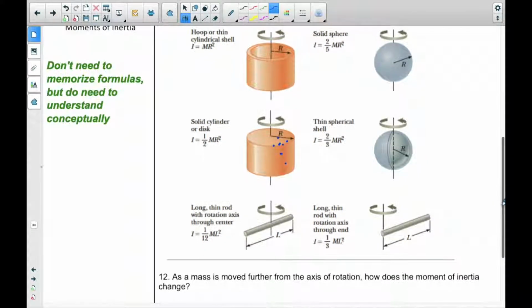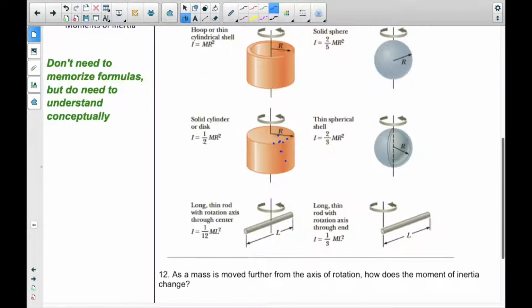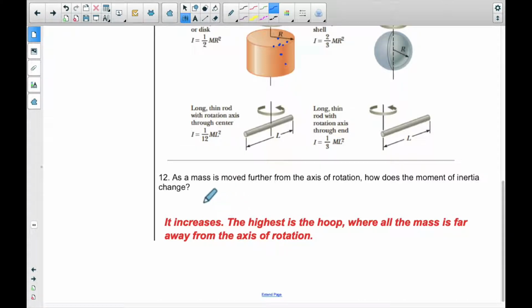And so as you look at all those formulas, the biggest one here is the hoop, or the thin cylindrical shell. That has the highest, right? All the others have a fraction of that. So this has the highest, so that must be the highest that's available. So as the mass is moved further away, it increases because that R is getting squared. As you change that R, if that R is increasing, that's going to increase the moment of inertia even more, by a square of it. So as the mass is moved further from the axis of rotation, the moment of inertia increases.